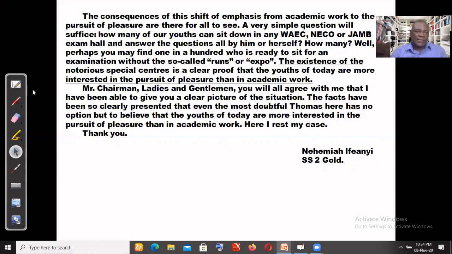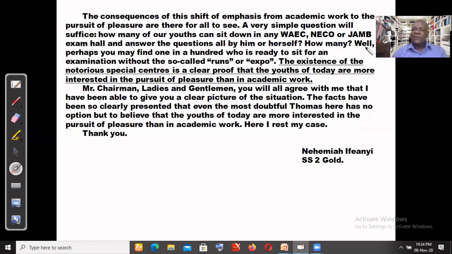So here, this is our next point. The consequences of this shift of emphasis from academic work to the pursuit of pleasure are there for us to see. A very simple question will suffice. How many of our youths can sit down in any WASSCE, NECO, or JAM exam hall and answer the questions all by him or herself?